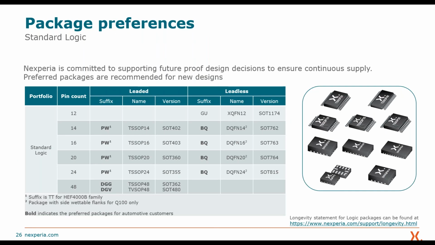Yeah, thank you. So in the standard logic, in the 14, 16, 20, and 24 pin counts, our preferred packages are TSSOP packages, and they are generally identified by the PW suffix at the end of any device. In 48 pin, we have TSSOP and TVSOP options. And when we go to leadless packages, generally we have DQFN packages in 14, 16, 20, 24 pin, which are preferred for new designs. One thing I would also like to highlight is that for automotive applications, the types highlighted with dash Q100, those types in BQ package have a side wettable flank option.